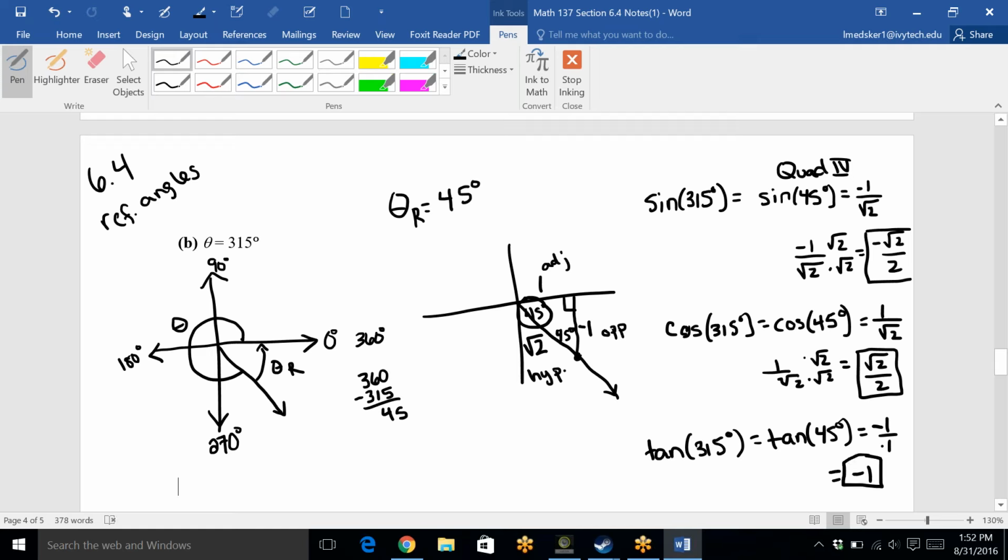Now let's make sure all 3 of our answers make sense. Remember, in the regions, all teachers, or excuse me, science, I always want to say teachers first.